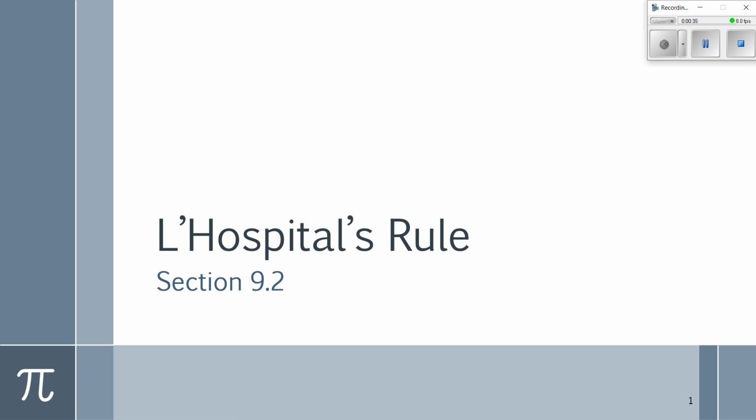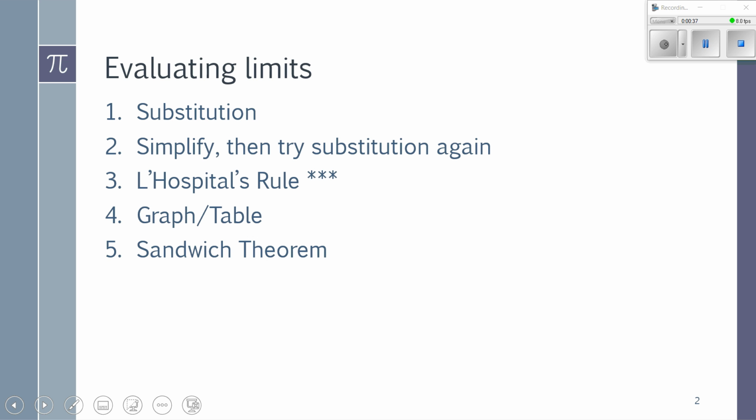So in L'Hopital's rule, to go back to the ways we evaluate limits, we always try substitution first because 90% plus of the time that's going to work. If that doesn't, we try simplifying algebraically and substitution again. And then I said we've got this L'Hopital's rule, and I put little stars by it, not because we didn't know how to do it yet, but because L'Hopital's rule can only sometimes be used. And then graph or table, and finally sandwich theorem if all else fails.